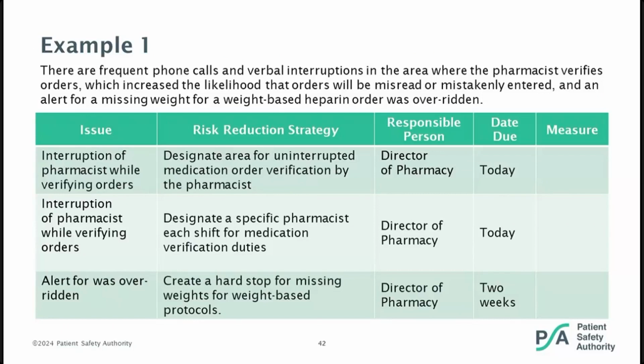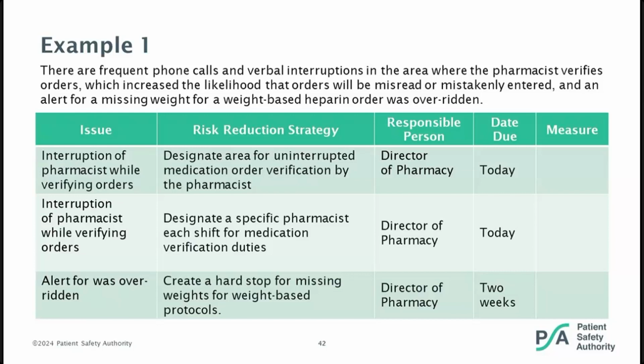So, the issues here. Number 1, the interruption of pharmacist while verifying orders. That's something the director of pharmacy might feel that they can handle right now. We want to make sure that it doesn't happen anymore because these are high-risk medications. So what they're going to do is designate an area for uninterrupted medication order verification by the pharmacist. Director of pharmacy is going to be that responsible person, and he or she is going to take care of that today.